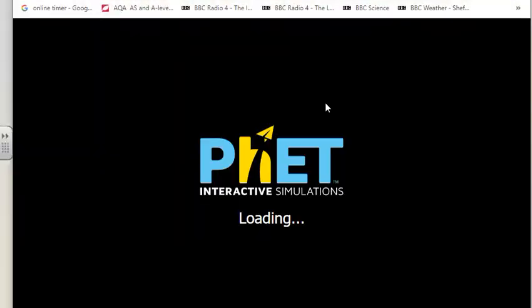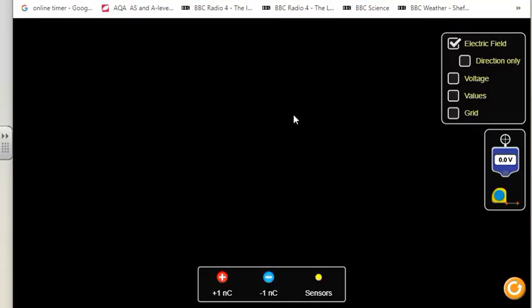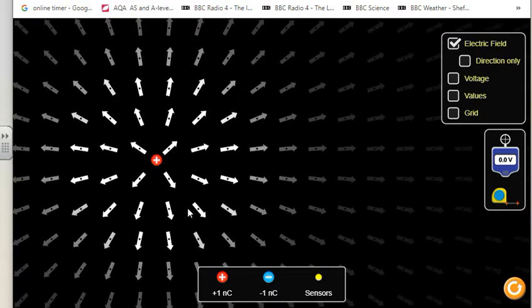This simulation here just gives us a bit of an idea about how it might work for charges. So for example here we've got a positive charge, these arrows around it showing the direction in which a positive charge would feel a force. So here a repulsion between two positive charges would act in this direction. If we move our sensor around, depending on where we put it in the field, you get your force acting away from that positive charge, and the further away you go, the smaller that force is going to get.